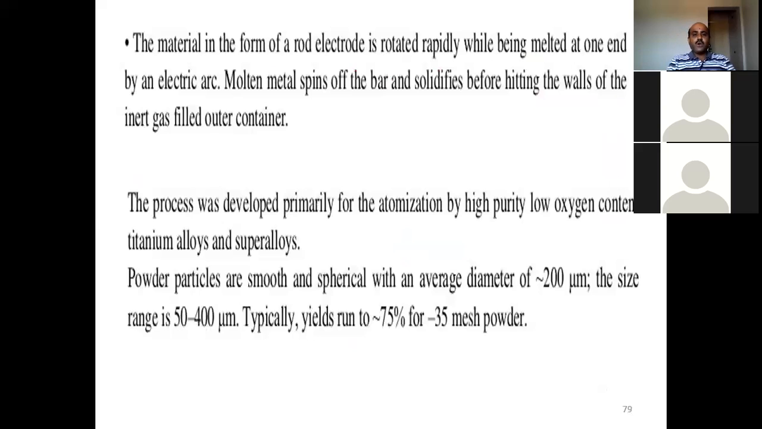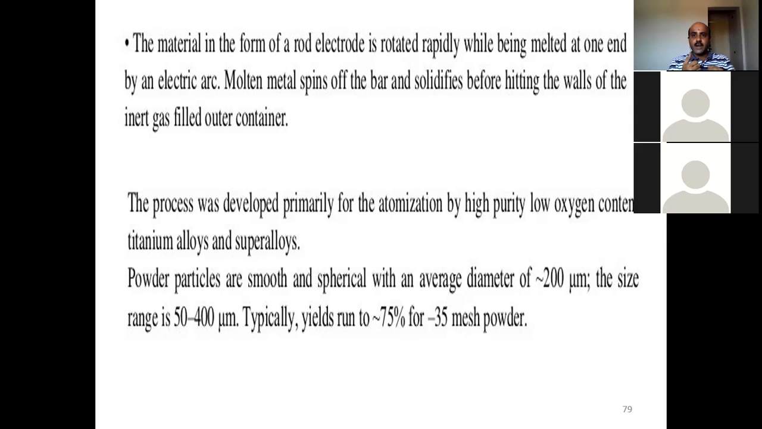A material in the form of a rod electrode is rotated rapidly while being melted at one end by an electric arc. The molten metal spins off the rod and solidifies before hitting the walls of the inert gas filled outer container. That's what I told you. You can choose which metal powder you want, and that metal is put in the form of an electrode, rotated in an inert gas chamber, and fed against the tungsten cathode or a plasma arc. Because of the centrifugal force, the electrode gets melted.